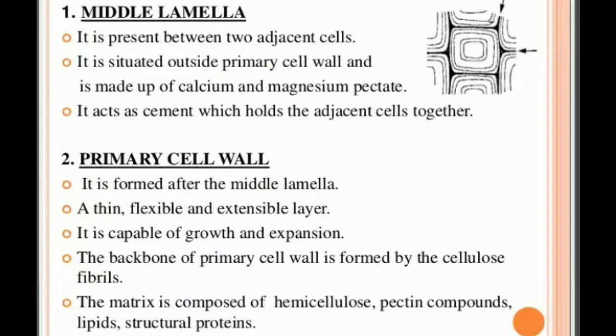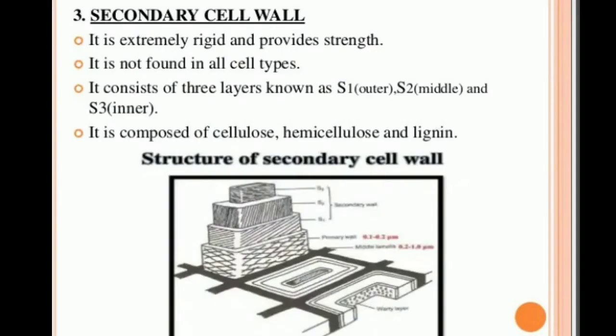Primary cell wall. It is formed after the middle lamella. A thin, flexible and extensible layer, it is capable of growth and expansion. The backbone of the primary cell wall is formed by cellulose. The matrix is composed of hemicellulose, pectin compounds, lipids and structural proteins. Structure of primary wall.